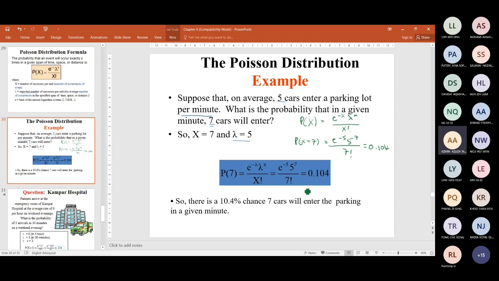Okay, so what does it mean? In a given minute, there is 0.104, or if you change to percentage, it's actually 10.4% chance that 7 cars will enter the parking lot. Okay, in a given minute, only 10.4% chance for 7 cars is quite low actually, only 10%. So maybe less than that, or maybe more than that, we don't know. Okay, because this one we look at 7 cars only.